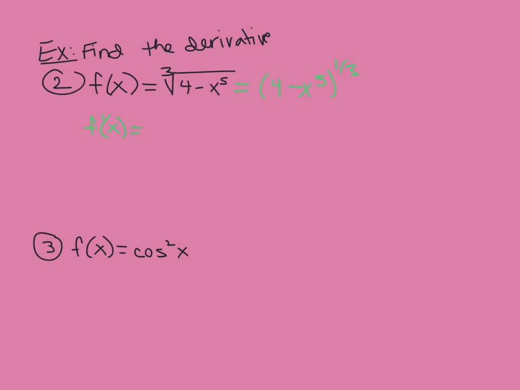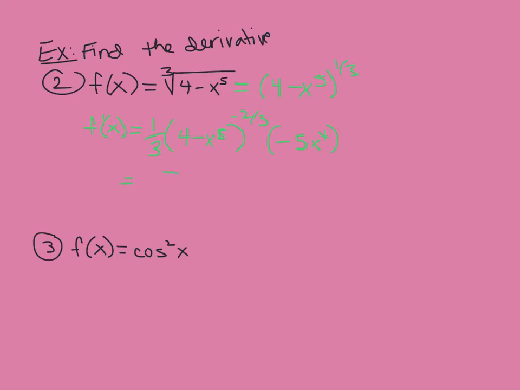So I am going to start by moving my 1/3 out front, and then I subtract 1 from the 1/3 power. That gives me negative 2/3. I keep everything that's inside my parentheses the same. However, on the next step, I need to multiply by the derivative of 4 minus x to the 5th, which gives me negative 5x to the 4th. If you're on the AP exam, actually you can leave it there, but I think it's probably a good idea just to go all the way to the end.